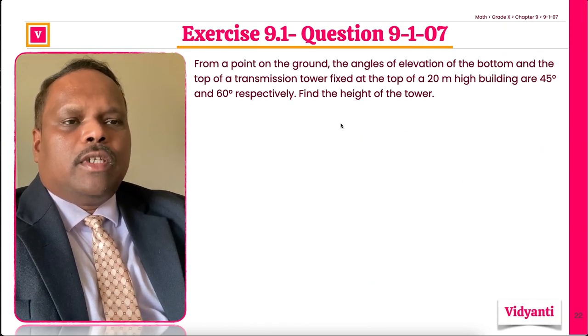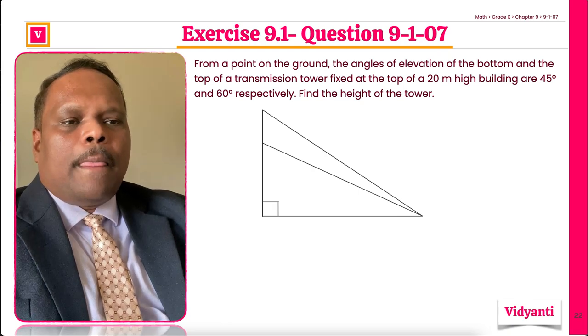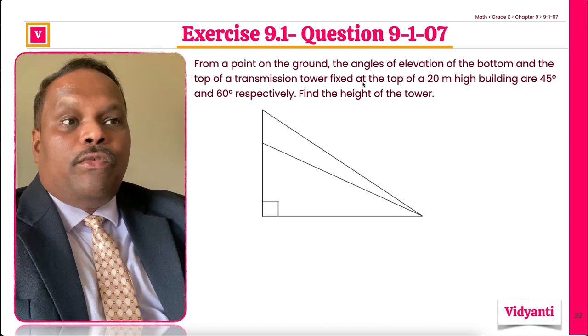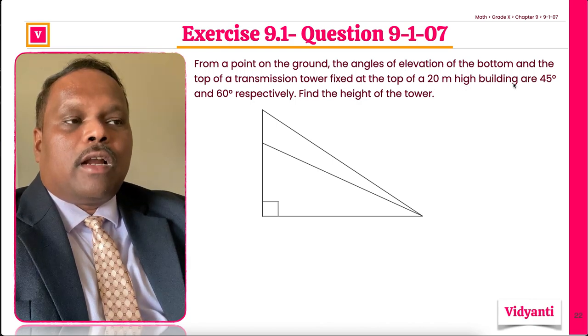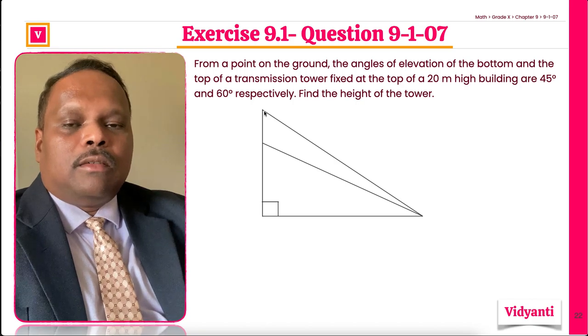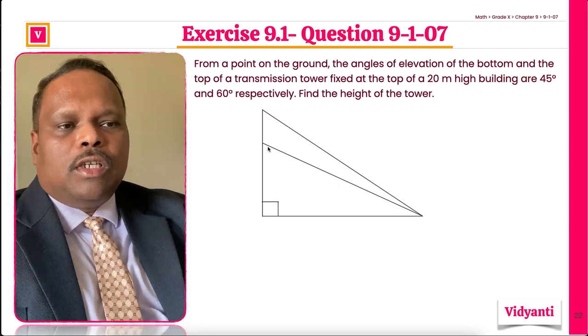Let's take one of the questions. From a point on the ground, the angle of elevation, that's a keyword, at the bottom and the top of the transmission tower. Let's try to draw a quick diagram. There is a transmission tower fixed at the top of a 20-meter high building. So, there is a building and on top of that there is a transmission tower. A person is standing on a point on the ground, looking at the bottom of the transmission tower and the top of the transmission tower.